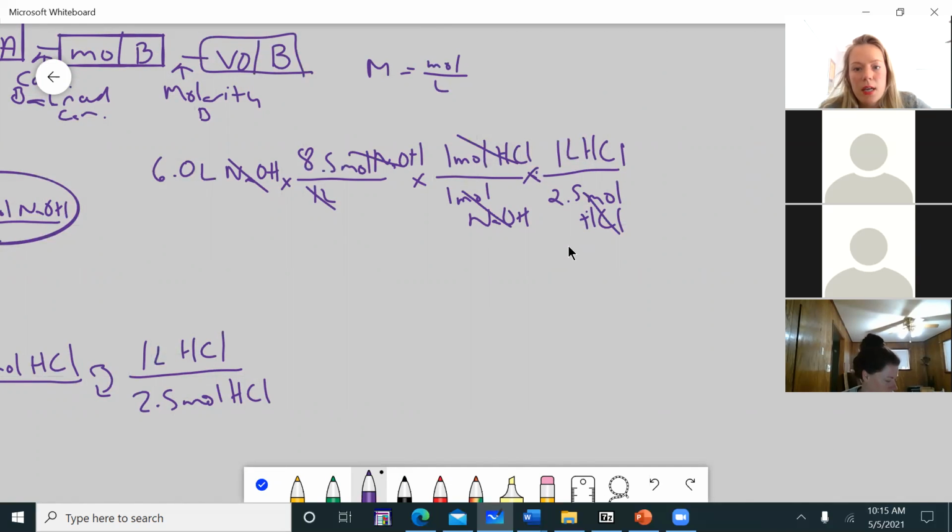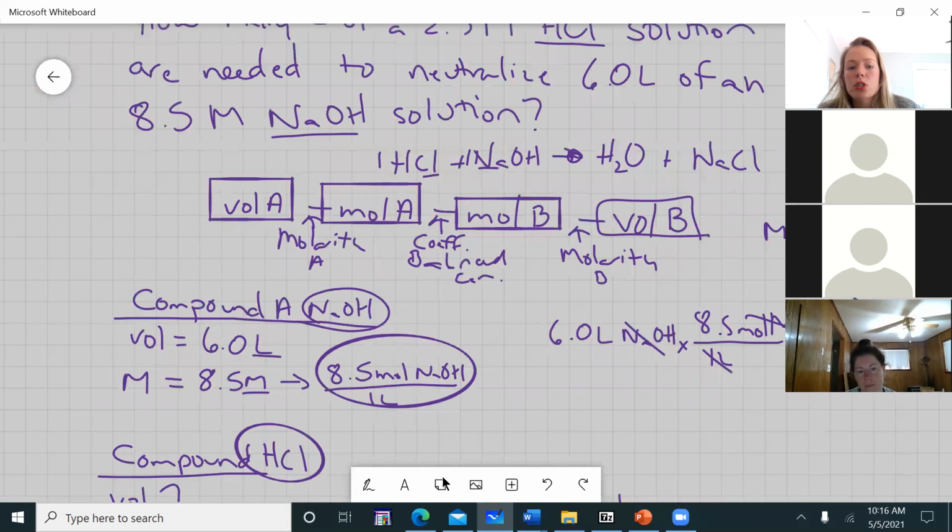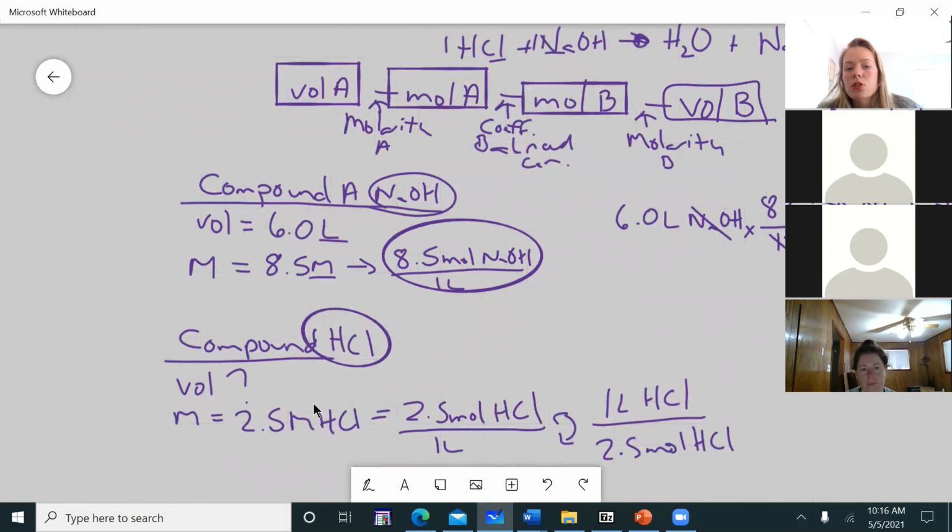So then we plug it in our calculator and we're going to take anything that's numerically not 1 and multiply it together. So the 6 times the 8.5, the rest of them are 1s, so I can ditch that. And then we're going to divide it by 2.5. We end up getting a value of 20.4 liters of HCl. I guess I would round this to 20 liters of the HCl solution. So I need 20 liters of the HCl solution, which is a lower concentration, to neutralize 6 liters of this higher concentrated NaOH.